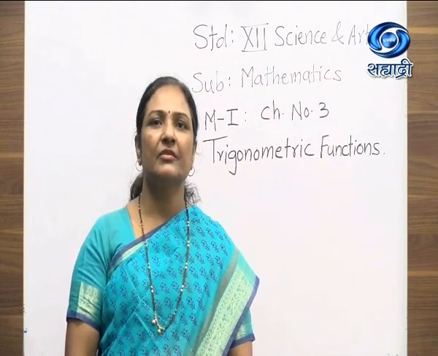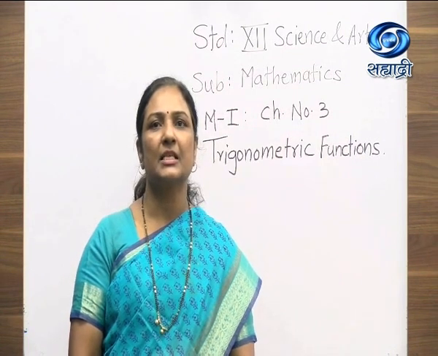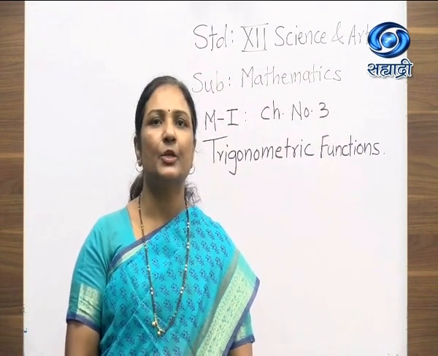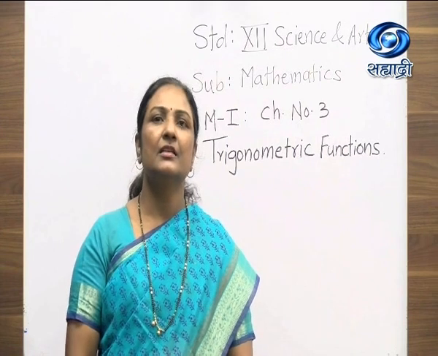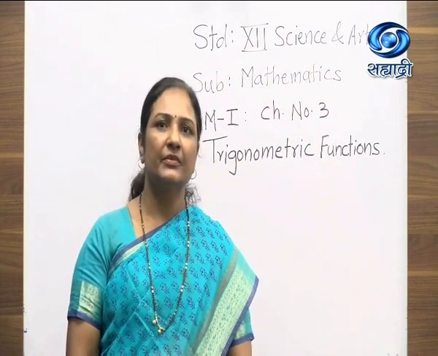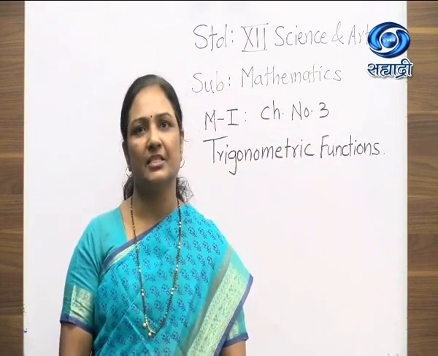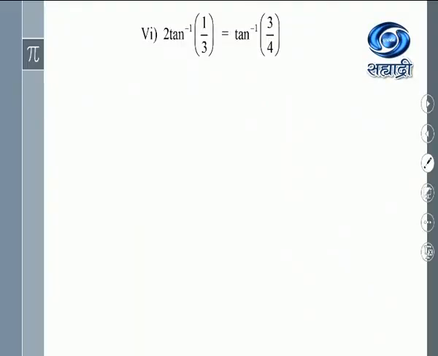In the previous lecture, we solved the sums from exercise 3.3, chapter number 3, trigonometric functions. In today's session, we continue with the same using a PowerPoint presentation. See, from exercise 3.3, question number 3, we have the sixth sum: 2 tan inverse 1 upon 3 is equal to tan inverse of 3 by 4.